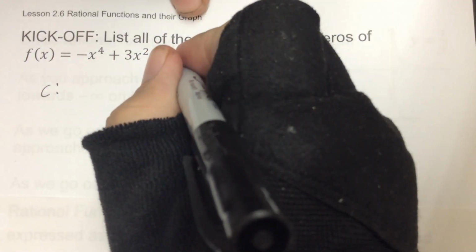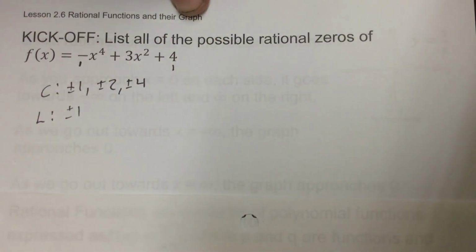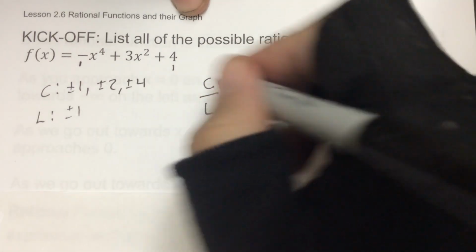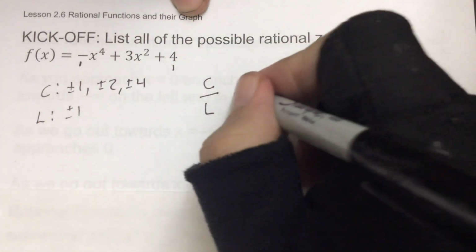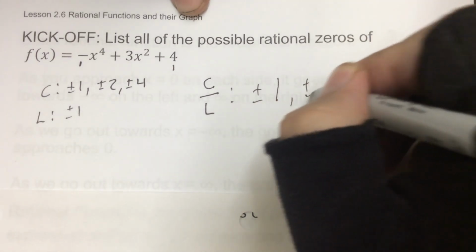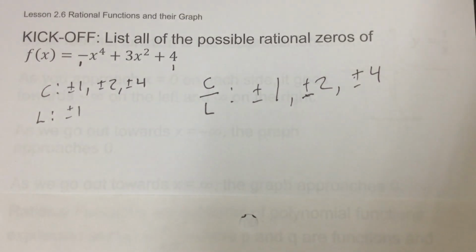So, factors of the constant term 4 here would be plus or minus 1, plus or minus 2, plus or minus 4. Next, we're looking right here at the leading coefficient, so I'm going to put an L. Factors of negative 1 are just plus or minus 1. So when we do this, we're doing that constant factor over the leading factor. So they're all going to be over 1, so all these here are going to be plus or minus 1, plus or minus 2, and plus or minus 4. And that's how we're going to leave it.